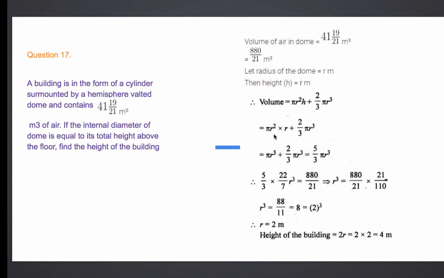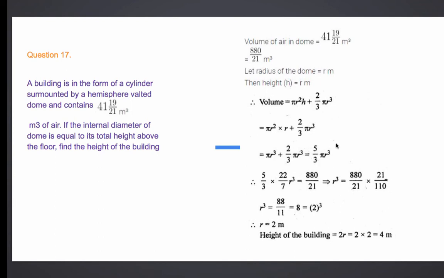So it is pi r square into height. Height will become the same as we discussed, so it will be r only, plus 2 by 3 pi r cube, the volume of the hemisphere. Now working out, r square into r is r cube. So pi r cube plus 2 by 3 pi r cube is equal to 5 by 3 pi r cube. Adding, because nothing is written it means 1. 1 plus 2 by 3, simple fraction addition, 3 is the LCM, 3 plus 2 is 5. So I get 5 by 3 pi r cube.